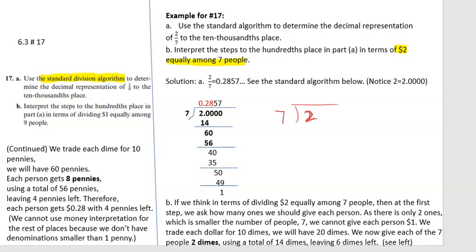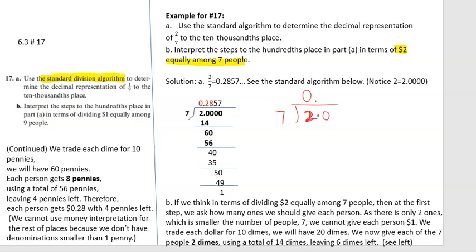First of all, 2 means 2 ones. If we have 2 $1 bills, that's not enough for everybody to get a $1 bill. So that's why we put a 0 up here, lining up with 2, indicating that everybody will get $0, 0 ones. But we are going to add another 0, which is the dimes, the tenths. $1 can be exchanged for 10 dimes, so $2 can be exchanged for 20.